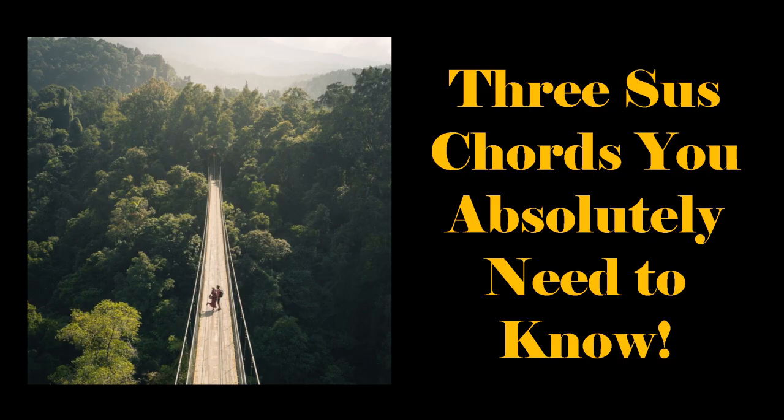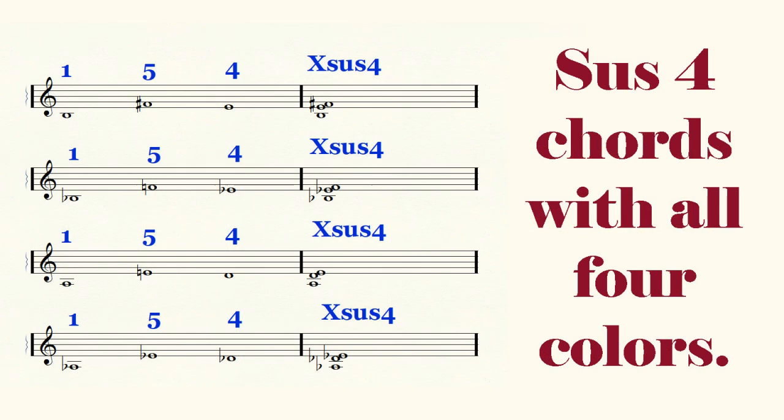Tonight, let's talk about suspension chords. Suspension chords are often called sus chords. Essentially, we find the first and the fifth note in a major scale, and then we add the fourth note to get the most common kind of suspension chord. This is either called a sus chord or a sus4 chord.